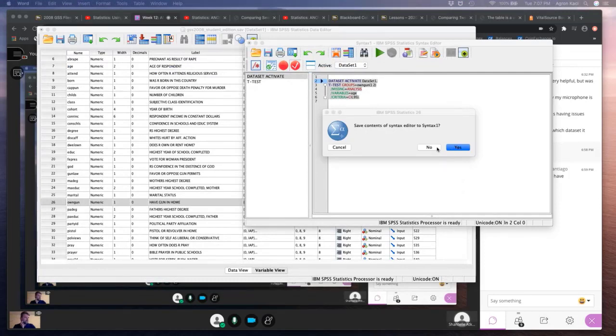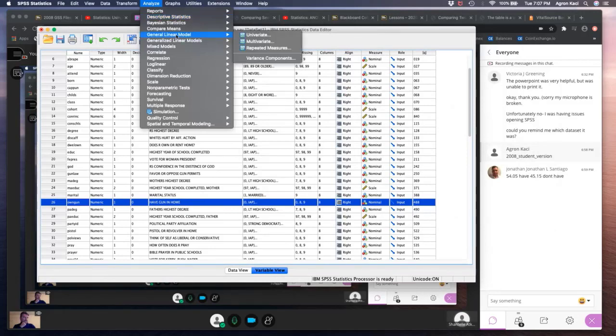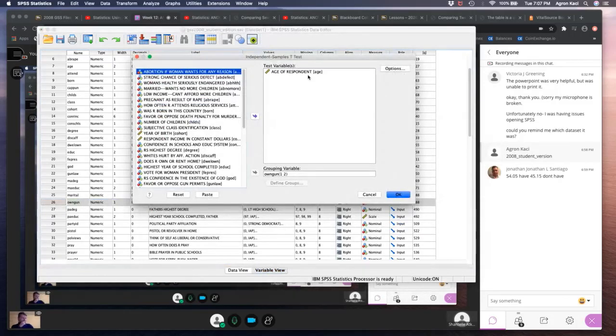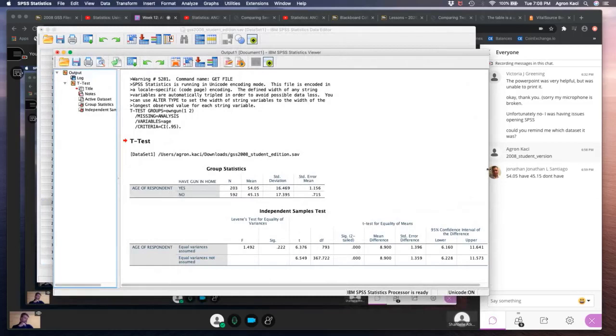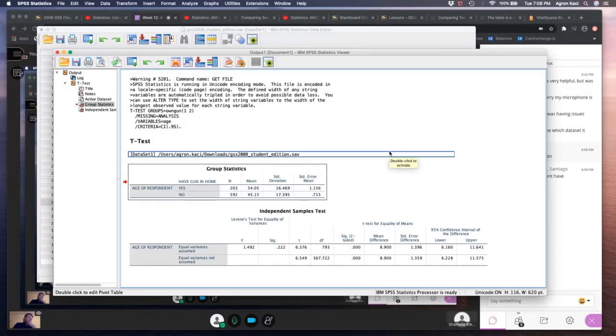But anyway, I'm not going to save these. But we are in the independent samples t-test. Right, so age is the testing variable. The numerical variable is always the testing variable. Okay, so I hit OK, and now that's what we have. All right, good. This is the way to do it.